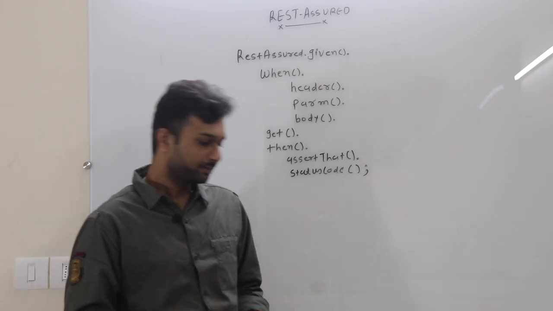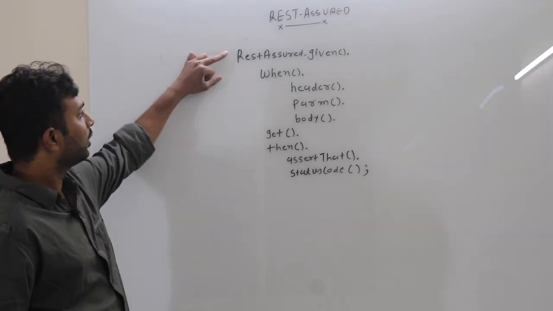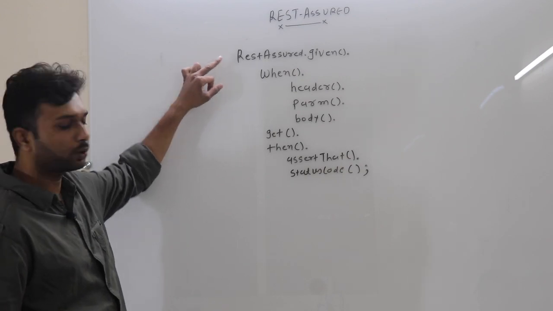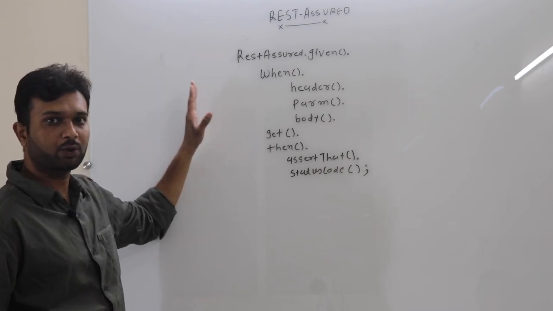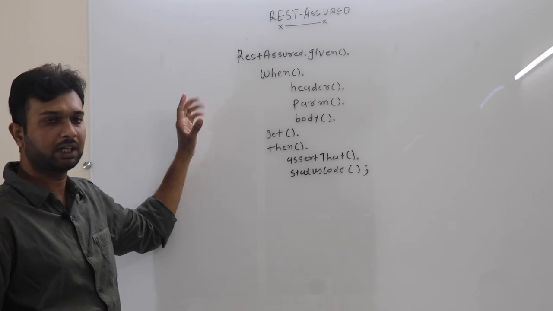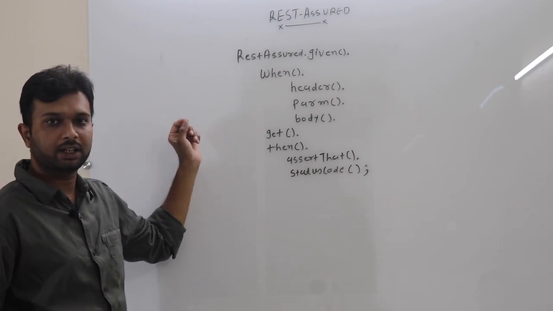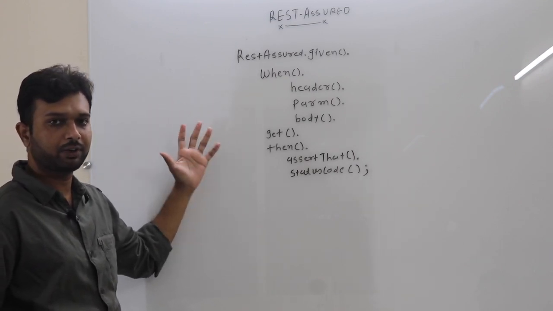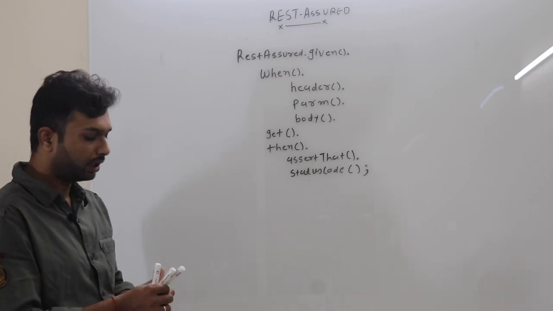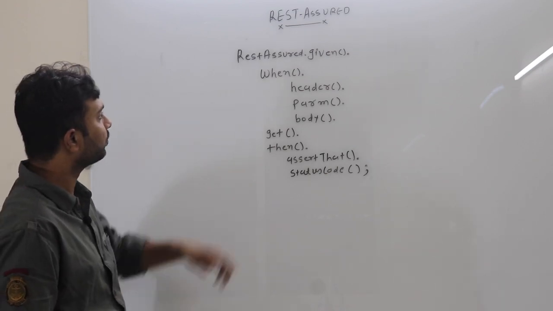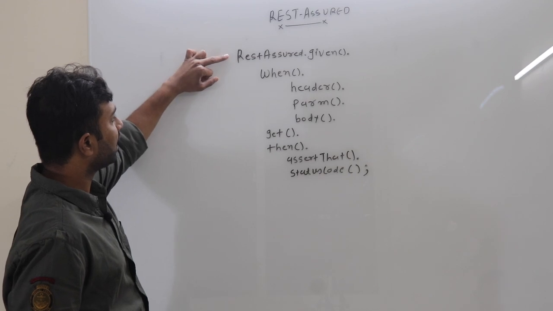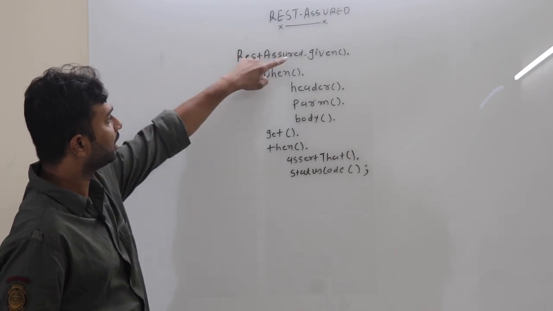So let's start. In RestAssured we have simple syntax. This syntax is based on BDD. Whatever we have learned in Cucumber, given, when, then, this kind of syntax we have in RestAssured as well. So this is the basic syntax of RestAssured. It starts with RestAssured.given.